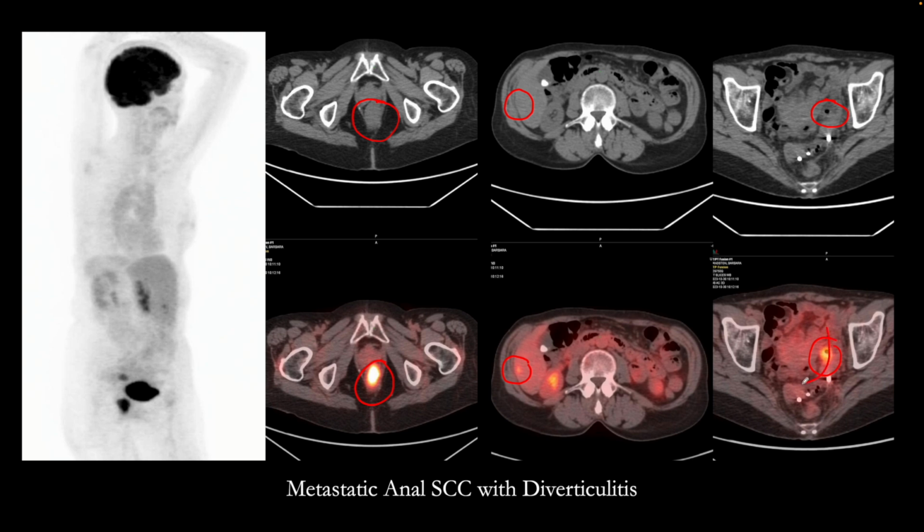Here is the sigmoid colon going that way, and there are other diverticuli also arising from it. And this diverticulum shows surrounding fat stranding and focal FDG uptake from inflammation, making the diagnosis of diverticulitis.